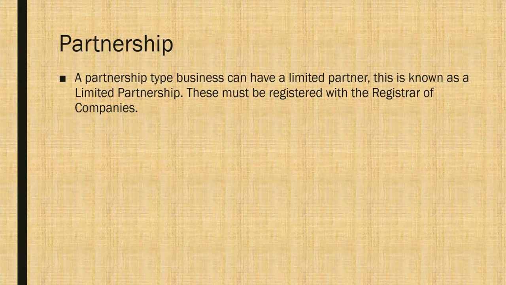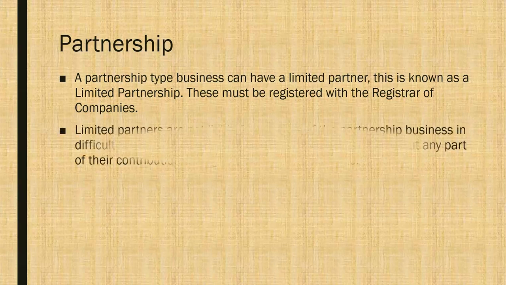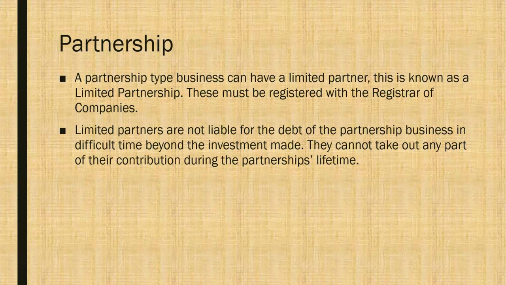Now, when you have a limited partner in a partnership type business, all persons cannot be limited. A partnership must have a general partner because limited partners are not liable for the debt of the partnership business in any difficulty beyond the investment that they would have made. So beyond what they would have invested into the business, they're not liable. The creditors cannot come after their private assets, right? So that is why they're called limited partners.